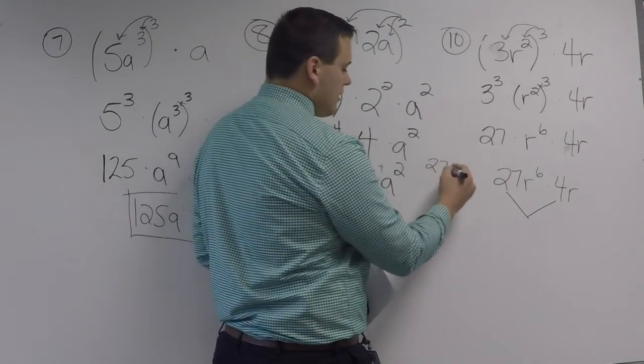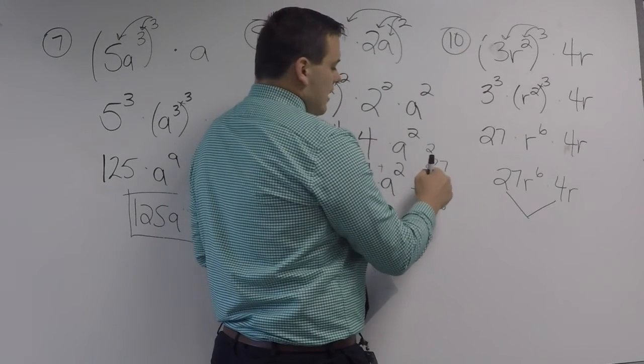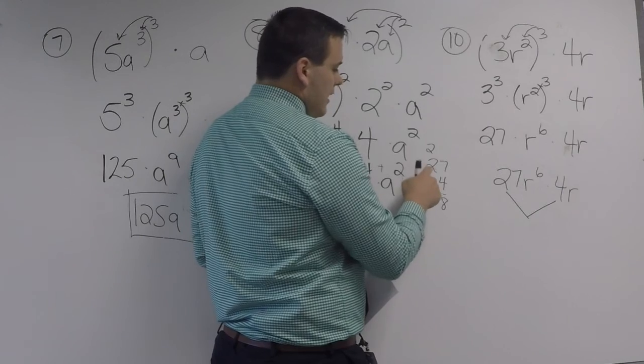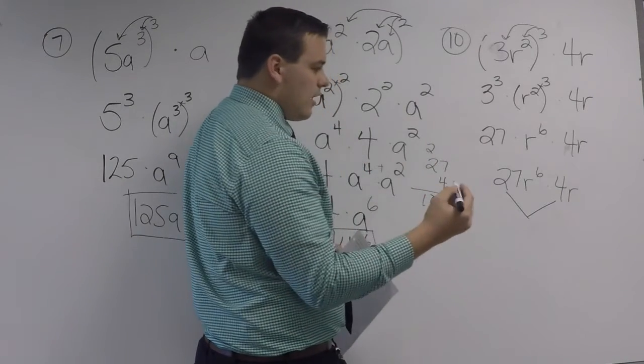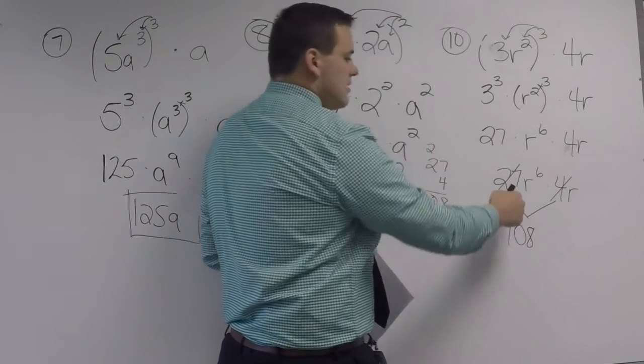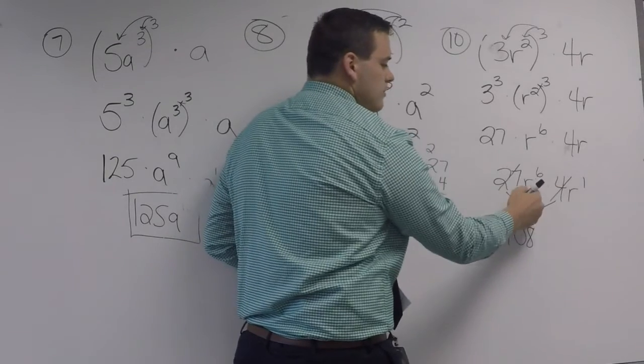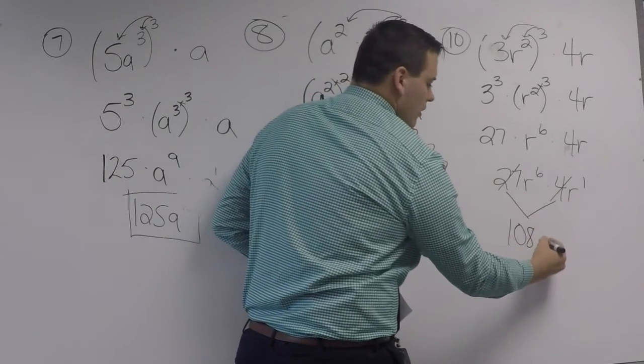Or you can come to the side, right? 27 times 4, 7 times 4 is 28. 4 times 2 is 8, plus 2 is 10. As I said, 108, so I have 108. That takes care of the coefficients. Now I have r to the 6 times r to the 1st. When I'm multiplying numbers or variables with like bases, I just add, so I have r to the 7th.